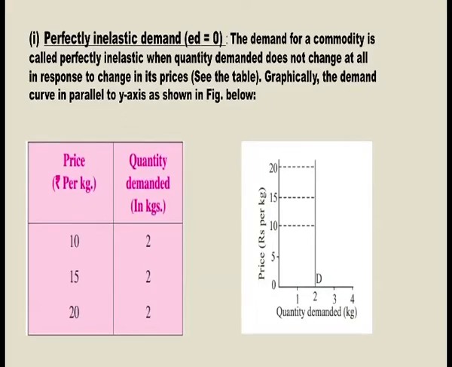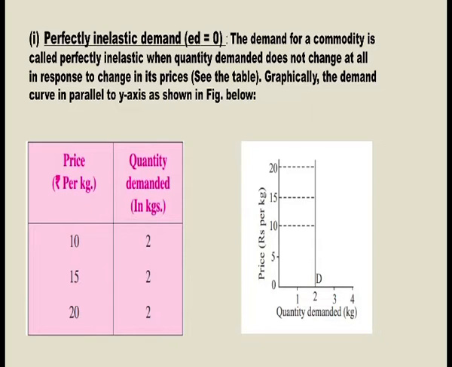Now, we will understand diagrammatically as well as with the help of a table what are these different types of elasticity of demand. First of all, perfectly inelastic demand. This perfectly inelastic demand says that the quantity demanded of the commodity does not change at all with the changes in the price. The price may increase or decrease, but the quantity demanded remains the same. You can see the table also.